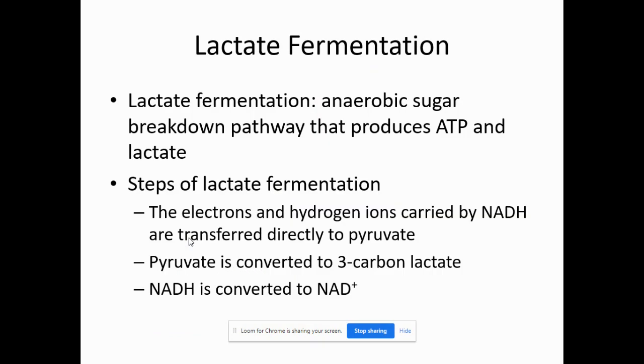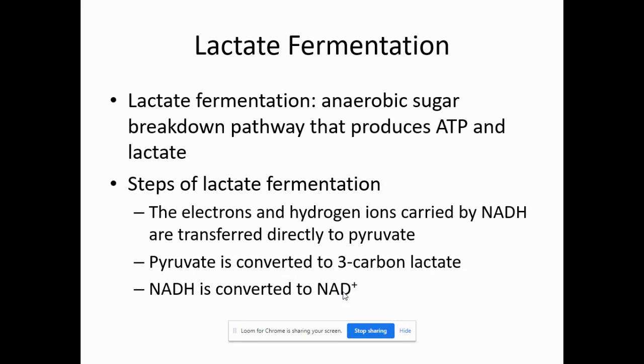Now contrast that with lactate fermentation. Instead of producing ethanol, it produces ATP and lactate. And so the electrons and hydrogen ions carried by NADH are transferred directly to pyruvate, and then that pyruvate is converted to lactate. But in this process, the NADH is oxidized again so that glycolysis can happen again.